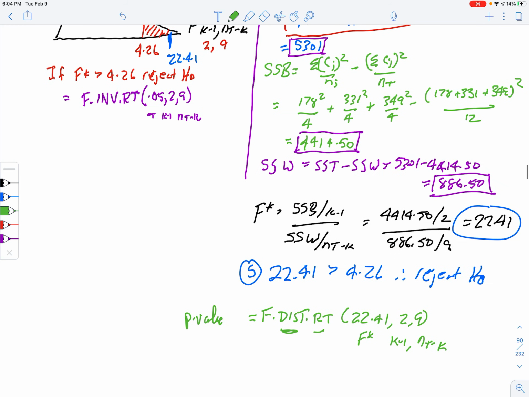We went through all these calculations here and we found out that the F star value was 22.41, which is greater than the critical value of 4.26, and so we reject H0. Now, all that we've said at this particular point is that at least one of the means differs from the other. So which one is it, or do they all differ from each other?